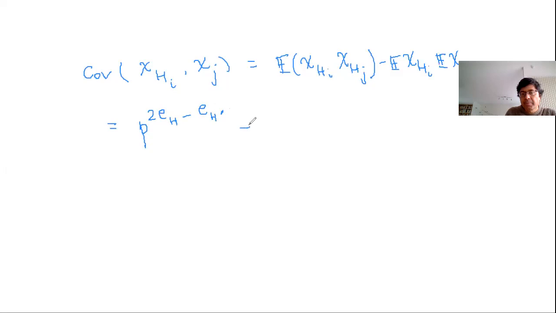Okay, minus the second term. We already calculated the expectation of the indicator of HI is p to the EH, and it's exactly the same for HJ. And that gives us p to the 2EH. So this becomes p to the 2EH minus EH prime times 1 minus p to the EH prime.